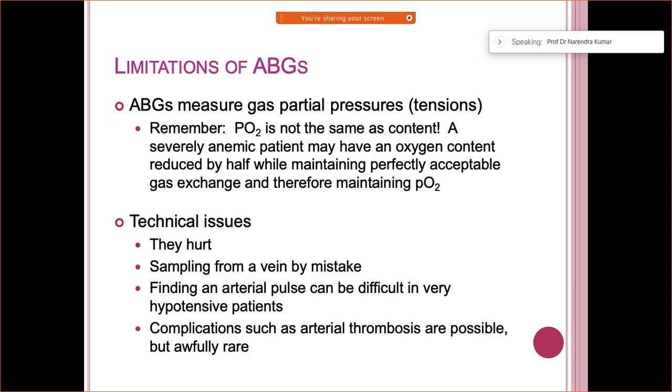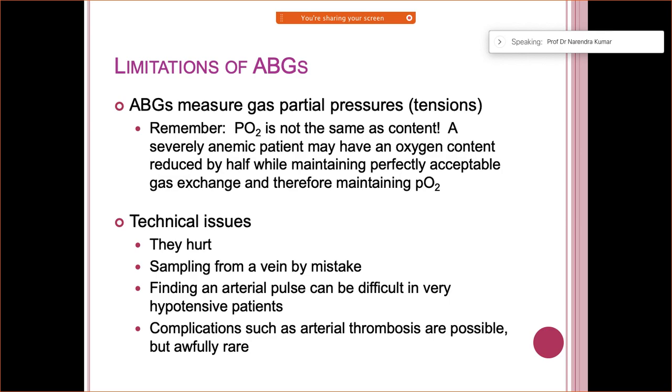Like every wonderful thing, ABG also has its limitations. ABGs measure only the partial pressure, which is the tension. So one of the key things we should all keep in mind is that PO2 is not the same as the content.